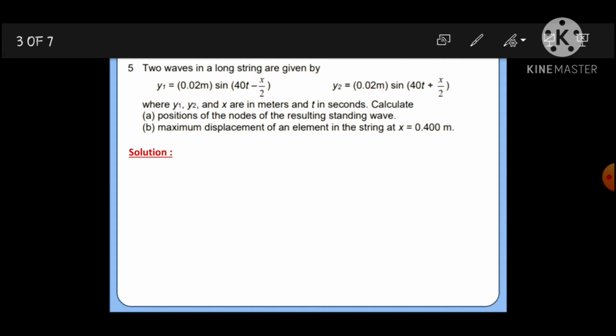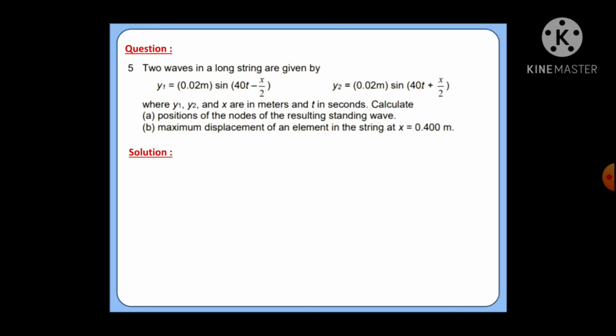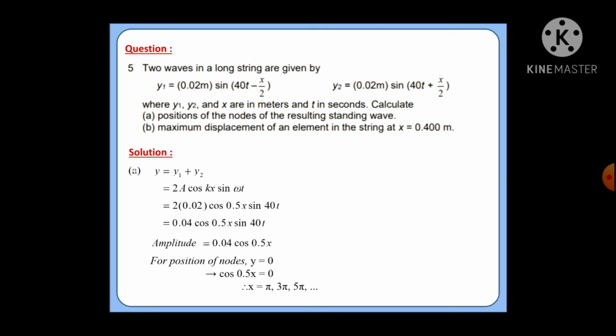First step, we need to form the standing wave equation from these two progressive waves inside the string. If you look at the solution, you will see that when we combine equations y1 and y2, we produce the standing wave equation which is 0.4 cos 0.5x sin 40t. Because we want to calculate the position of the nodes of the resultant standing wave, we take the amplitude of the equation, which is given by 0.04 cos 0.5x.